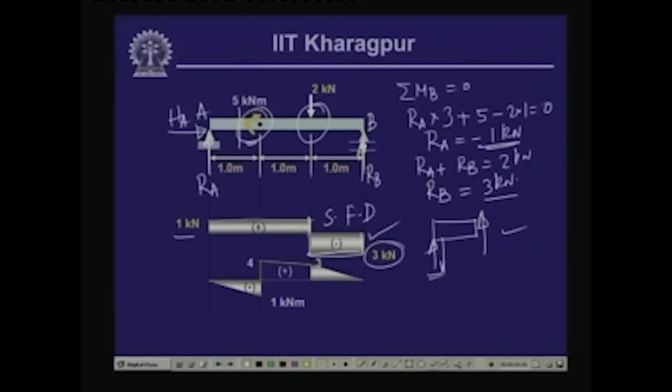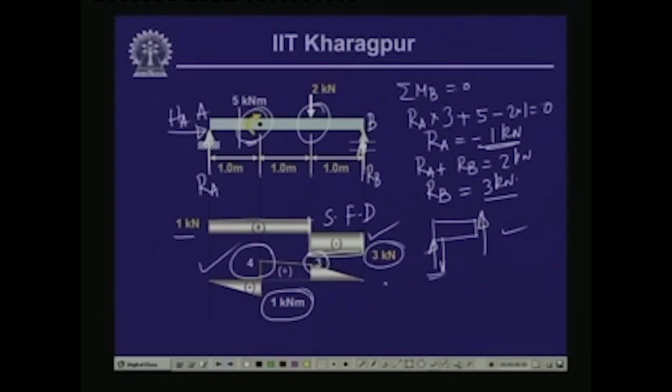Now, if we plot the bending moment diagram correspondingly, we find that at the point of concentrated moment from 1 kilonewton meter it changes over to 4 kilonewton meter, and here the moment comes to 3 kilonewton meter, and here it is 0. So, this is the variation of the bending moment diagram.